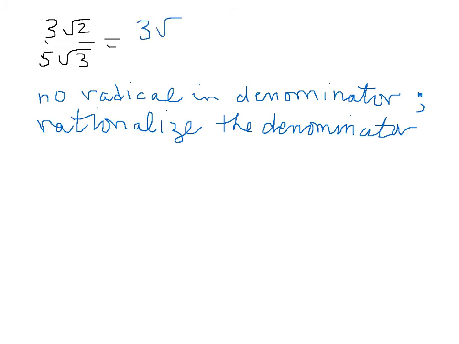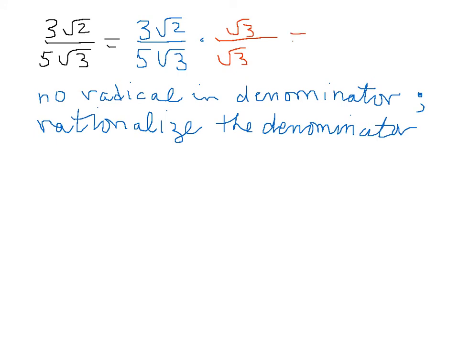and so what we're going to do with this is take our problem, which is 3 square root of 2 over 5 times the square root of 3, and we're going to multiply top and bottom by something to get rid of the square root of 3. So the simplest thing we can do to get rid of the square root of 3 is just multiply by the square root of 3.